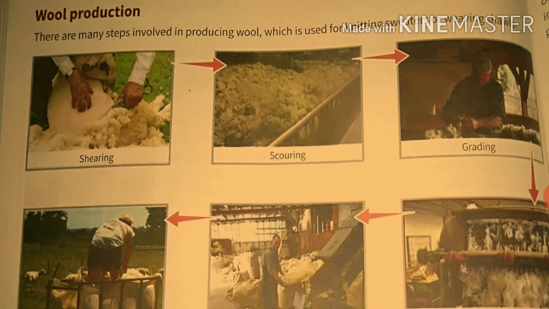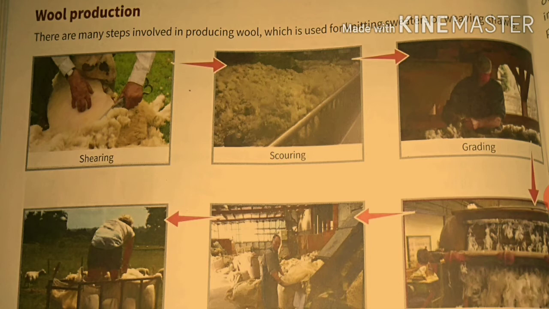Now the next step we have is scouring. So fleece after shearing is washed properly to remove dirt and grease. So grease means what? Oily substances which are present inside fleece. So after getting fleece, that fleece is washed to remove dirt and grease. The washing of fleece after shearing is called scouring.